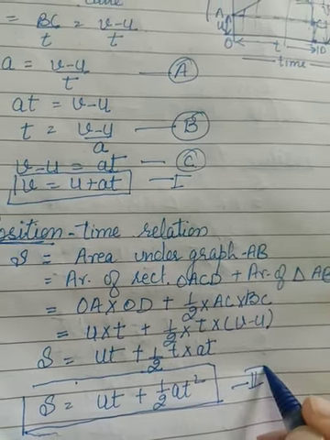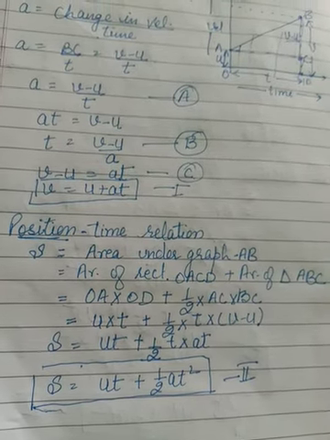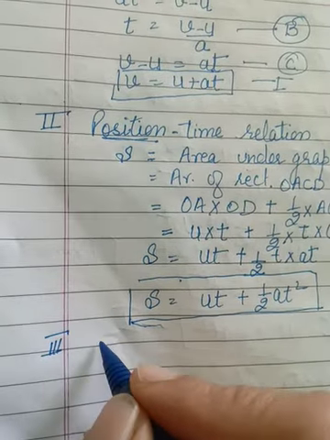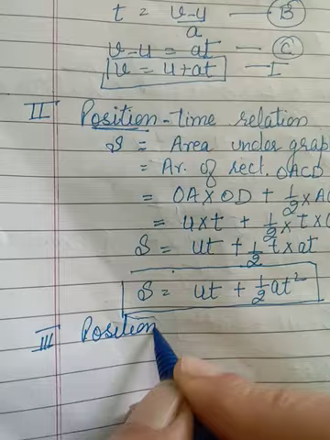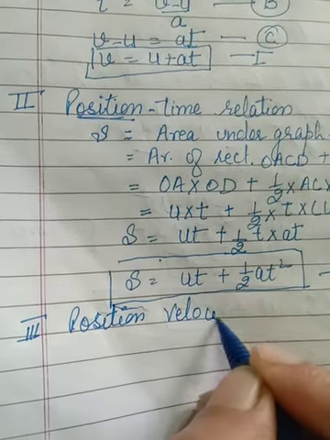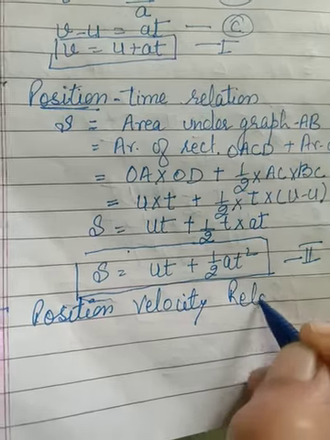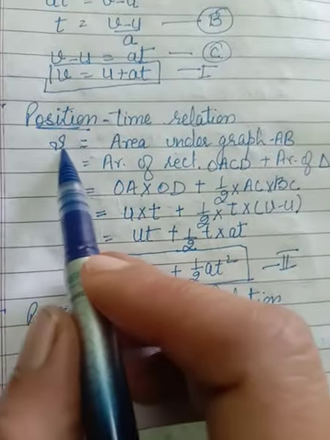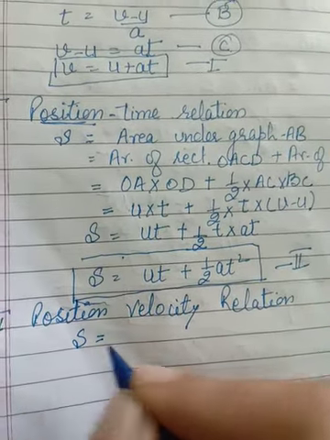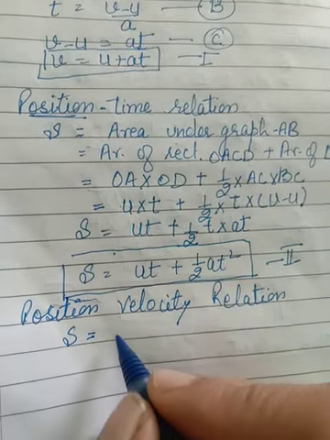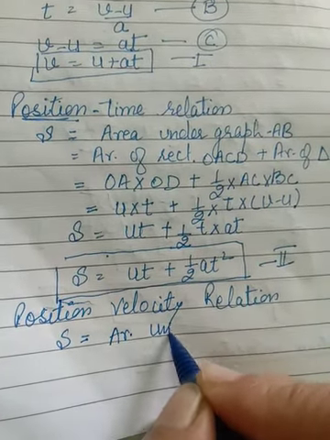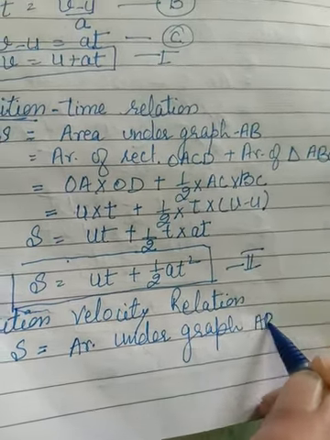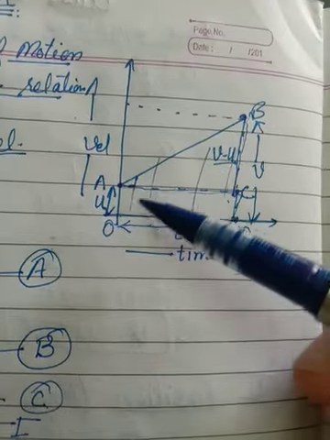second equation of motion. Now we will move towards the third equation of motion, which is called the position velocity relation. For position we have to find out S. S, the displacement, will again be equal to the area under graph AB. But this time we will take this whole area.